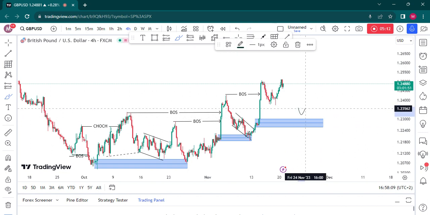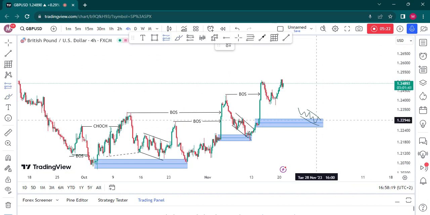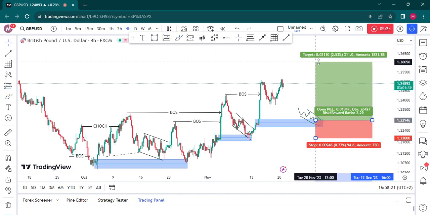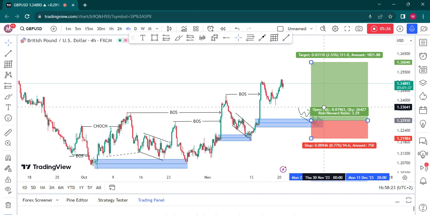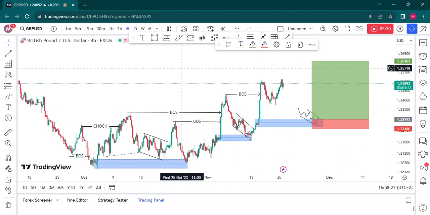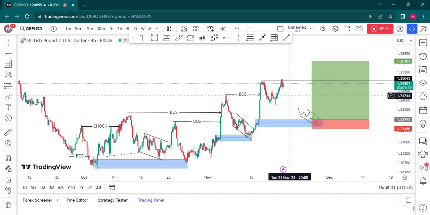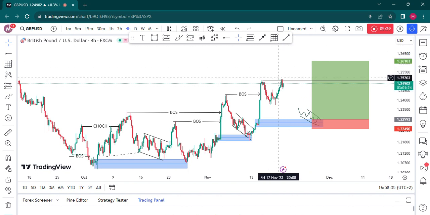Should the price come and mitigate this one in a corrective manner, giving us those reversal patterns, we are going to take a buy position. Remember, guys, our target is going to be the next high, actually. It's actually going to be here, should the price come and mitigate this order block and continue pushing to the upside. So we're targeting the next high.